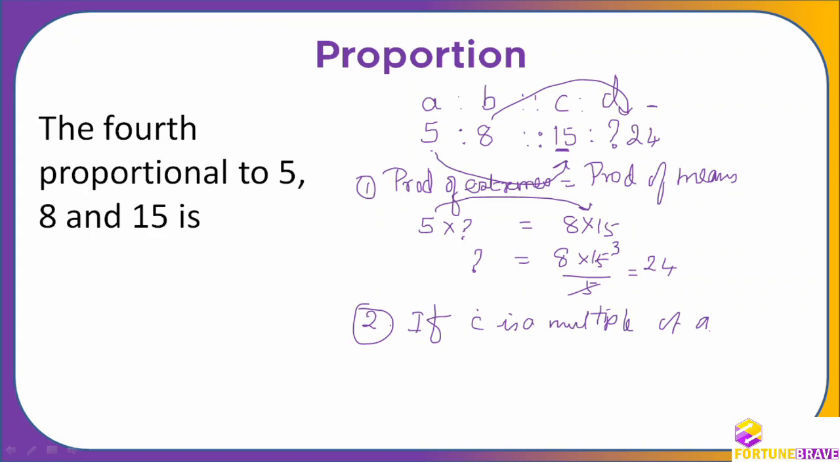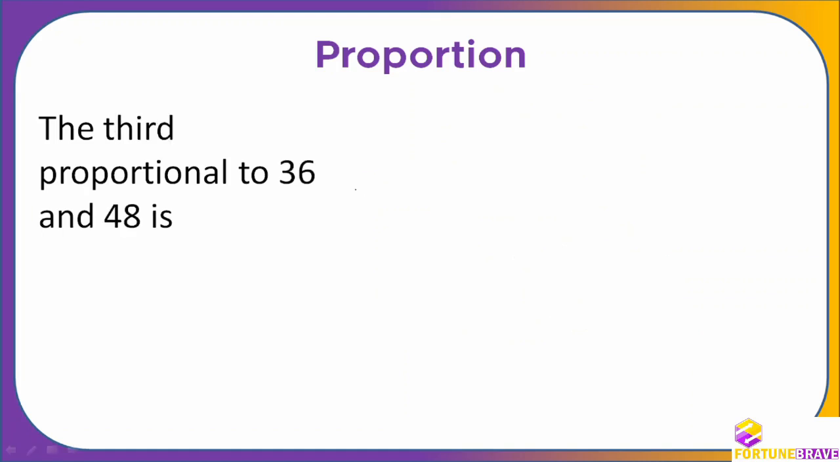Both methods I have told you. This method, if it is not a multiple. The second method, if there is a multiple, C is a multiple of A. Okay, next question, third proportional.